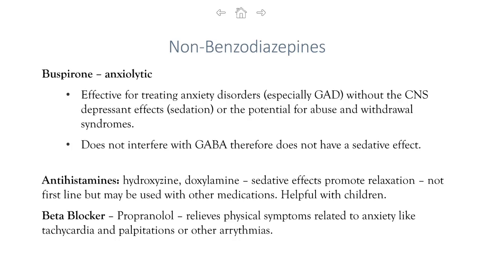There are some antihistamines that can be used, like hydroxyzine or diphenhydramine. These sedative effects promote relaxation. They're not first line, but they can be used with other medication, and they're really helpful in children. Beta blockers can sometimes be used, like propranolol, and this helps relieve symptoms related to anxiety like tachycardia and palpitations and other arrhythmias.